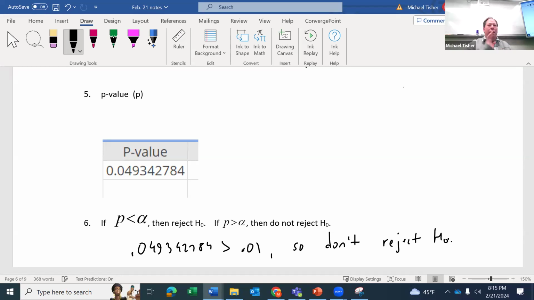Okay, now here's what to do. Based on that, write a concluding statement. You can say something like we have sufficient evidence to conclude this, or we have insufficient evidence to conclude this, or something like that. So write something like that, and I'll come around and try to help you with that.